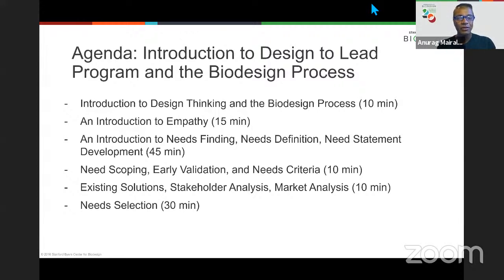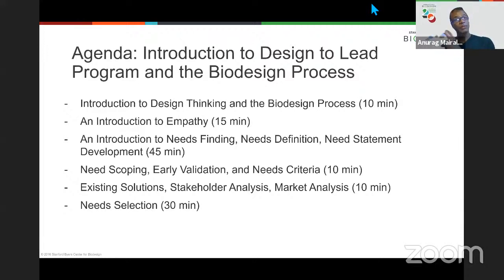And then I'll talk briefly about various filters, various factors that determine what need you ultimately select. One of the key principles of biodesign methodology is to go big and then narrow it down. So do lots of observations and come up with lots of need statements before you pick one.